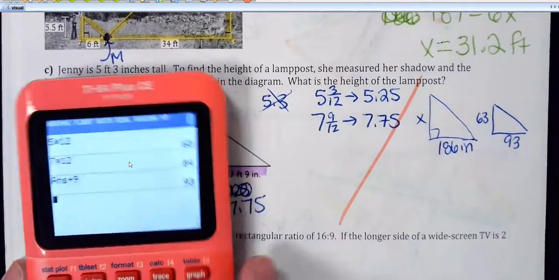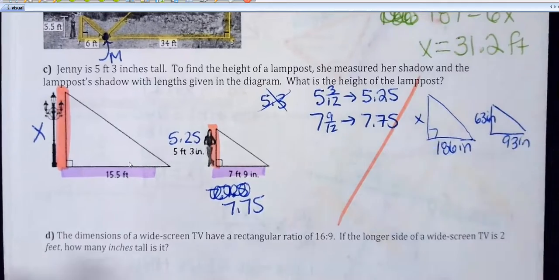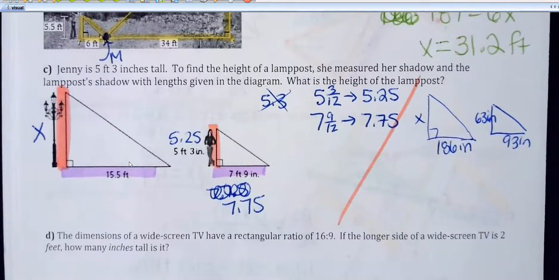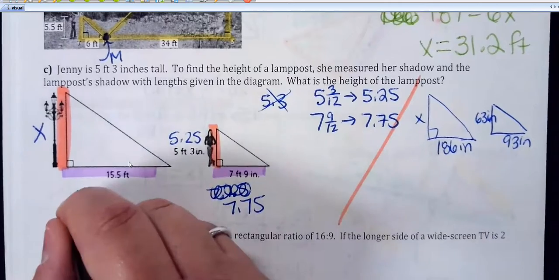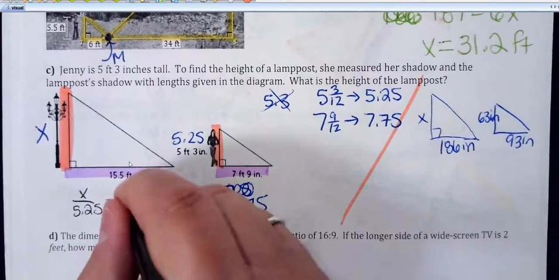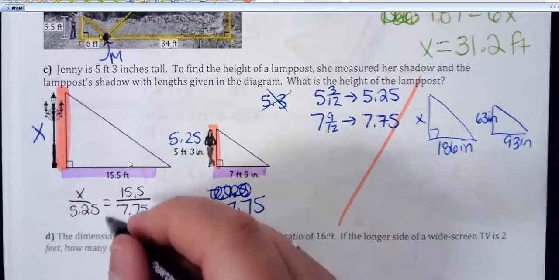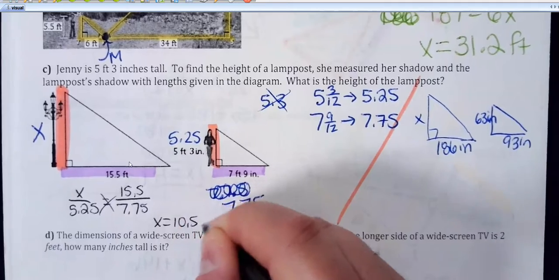That would be in inches, so you could do it either way, but you want to try and make it so you have the same units. It's totally up to you. Now, if you set up your proportion, and this question doesn't specify that I have to put it in feet or inches, you could do either one here. If I did x over 5.25, that would be equal to 15.5 over 7.75. Just cross multiply here, and you should get 10.5 feet.